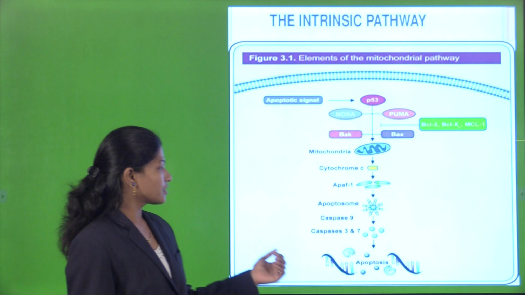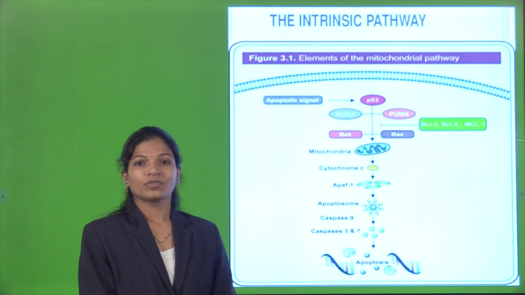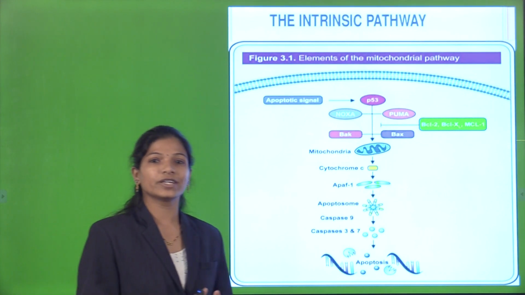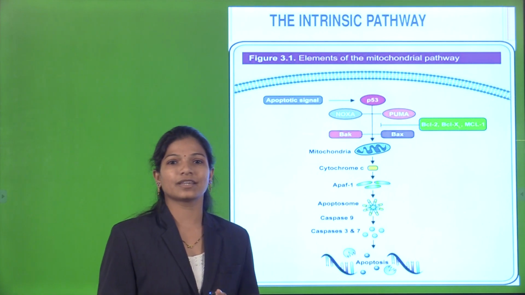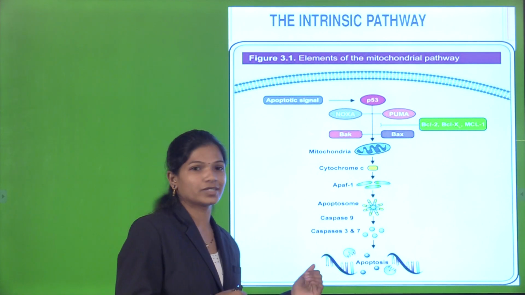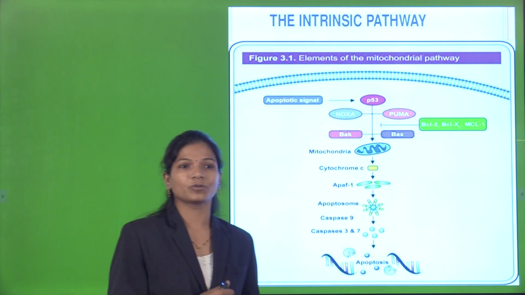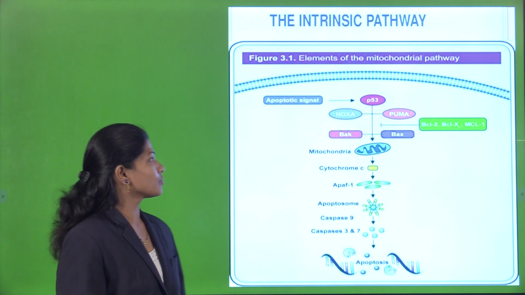This caspase 3 then leads to degradation of the nucleic acid. Its role is to degrade the inhibitors of the nuclease enzyme. As the nuclease inhibitors are degraded, the nuclease enzyme is free to degrade the nucleic acid, and this will lead to the death of the cell, that is, apoptosis. So this is the intrinsic pathway of apoptosis.